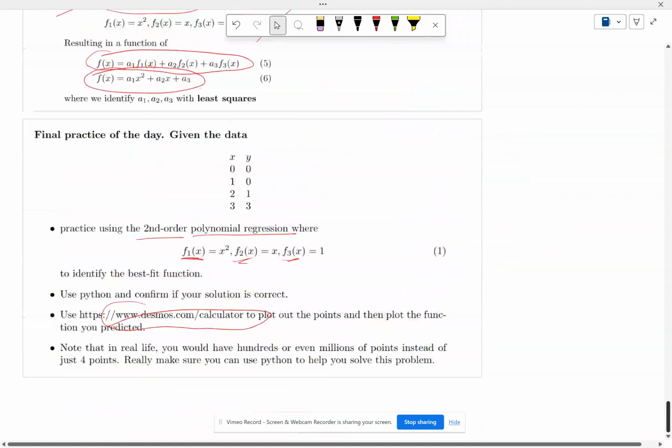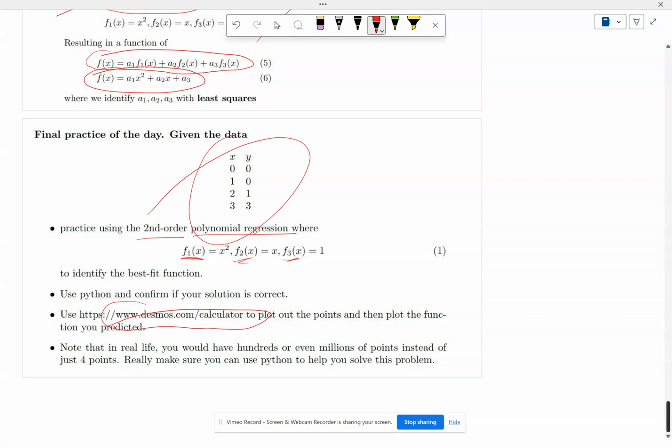Now, this is only 4 points, so it's fine. But in real life you end up doing millions of points, so you will need to essentially know how to do it in Python.